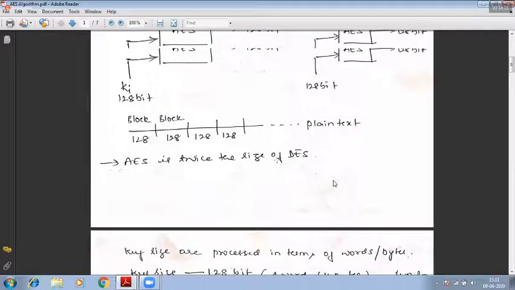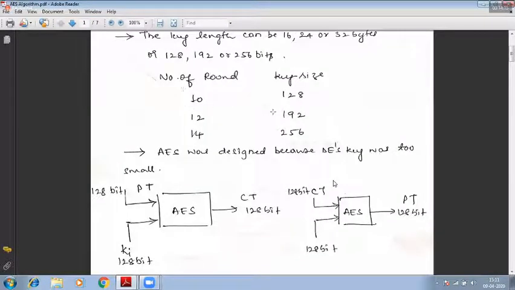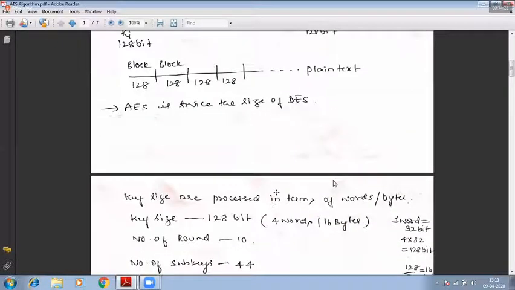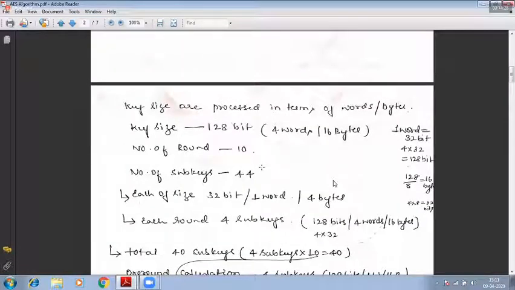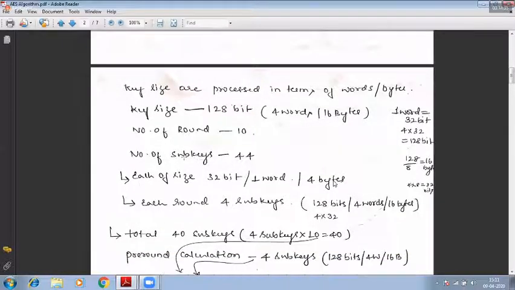As a case study, I'm going with the first one, that is, the key size of 128 bit, and the number of rounds we are considering for our analysis is 10. The first one we are initiating since the key size is 128. Now, what should be the number of subkeys we have to use in AES? Remember, the rounds is 10 and the key size is 128. Totally we should have 44 subkeys.